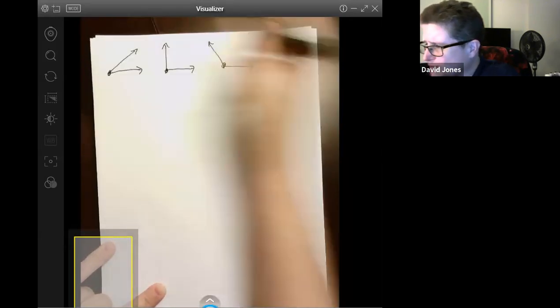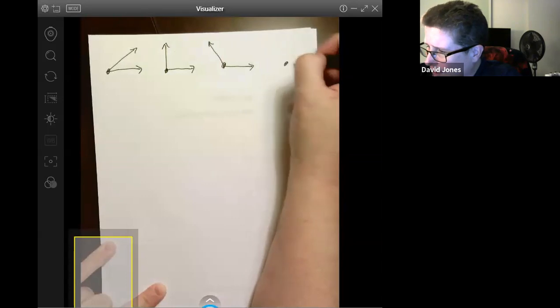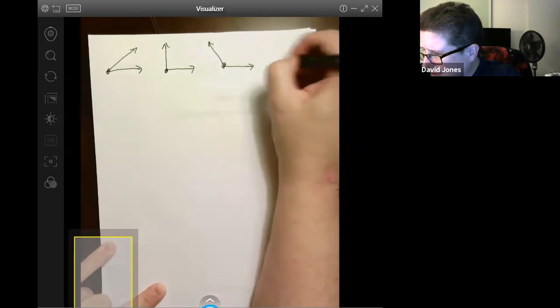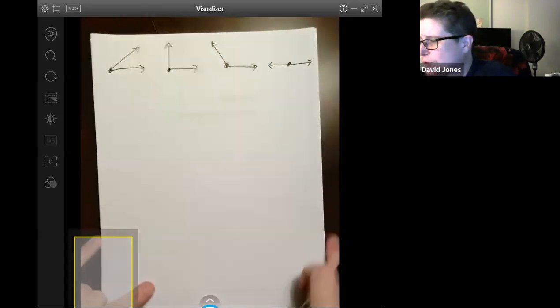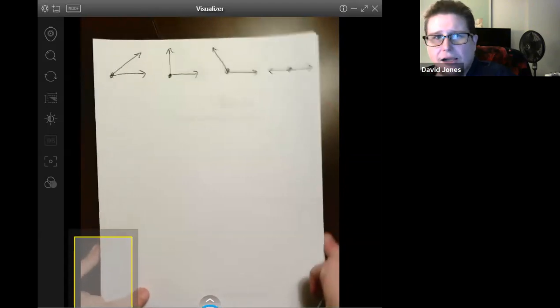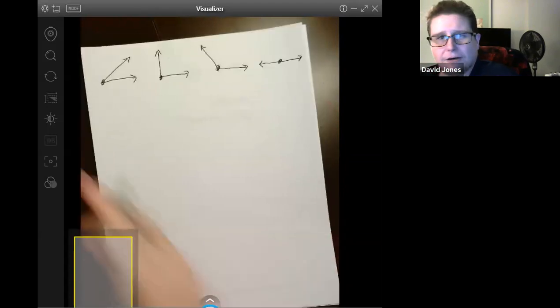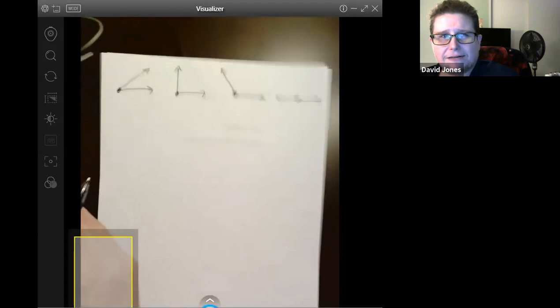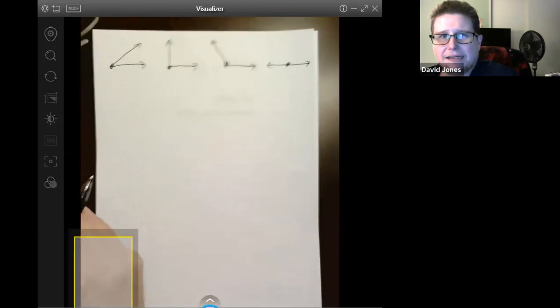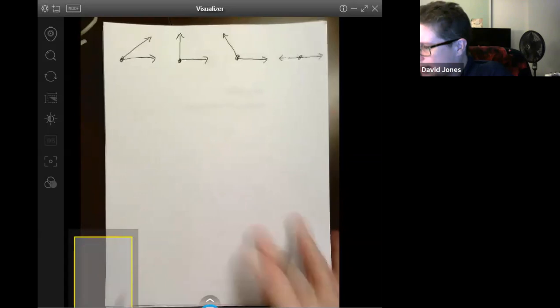And I'm always, from here on, going to go counterclockwise. We will work with negatives sometimes, but primarily we want counterclockwise. There we go. Get the camera situated with the page.